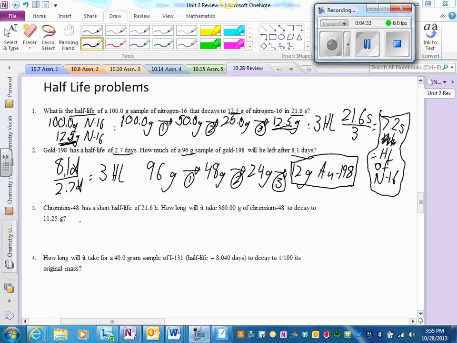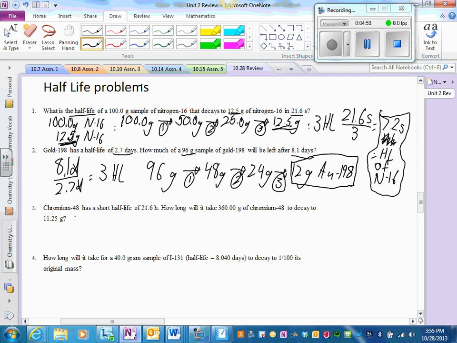The third question that we're trying to figure out says chromium-48 has a short half-life of 21.6 hours. How long will it take for 360 grams of chromium-48 to decay to 11.25 grams? That's several half-lives just by looking at it, I can tell. But let's go ahead and figure it out.